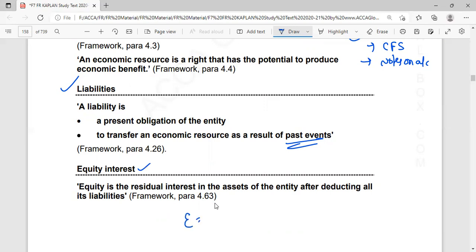Next, equity. Equity is nothing but the residual figure of assets and liabilities. The difference between assets and liabilities is said to be equity.